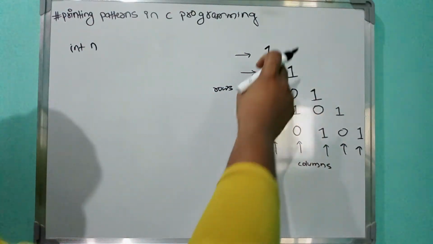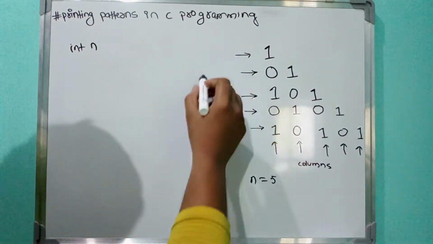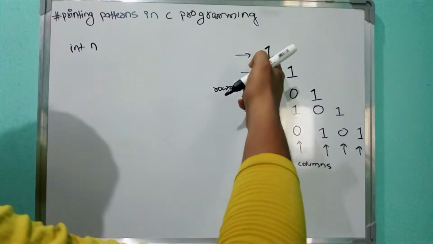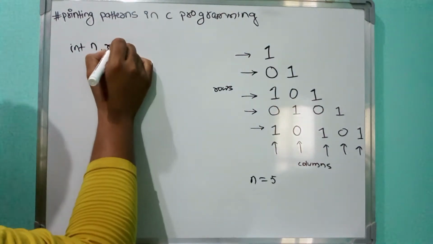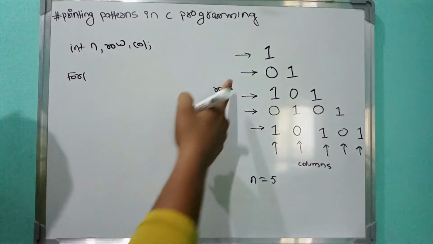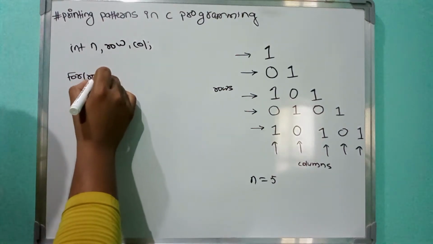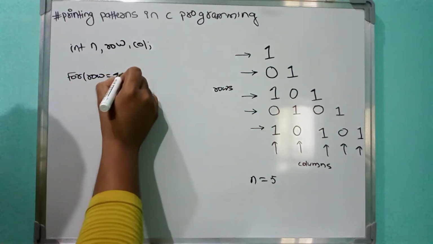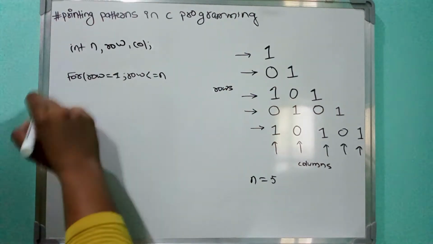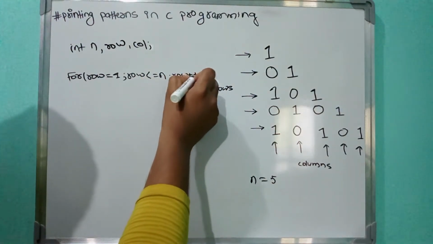For this pattern we will run two loops, one for the rows and second one for the columns. So we will be creating a row and a column. We will run a loop for the rows, where row is initialized from 1 and row will run while it is less than or equal to n, and we will update row by 1.